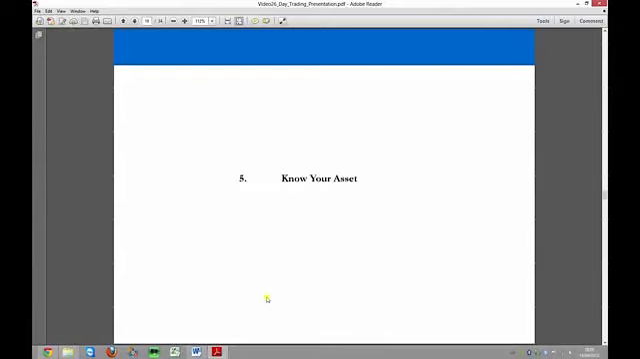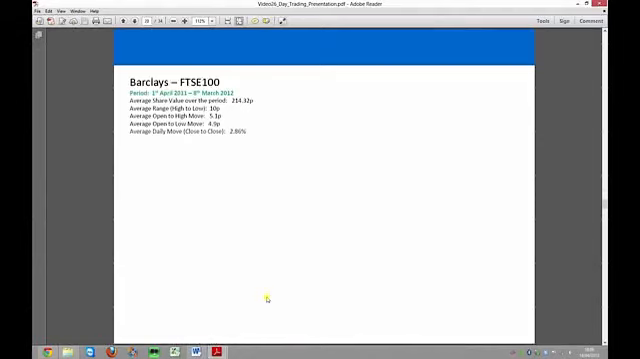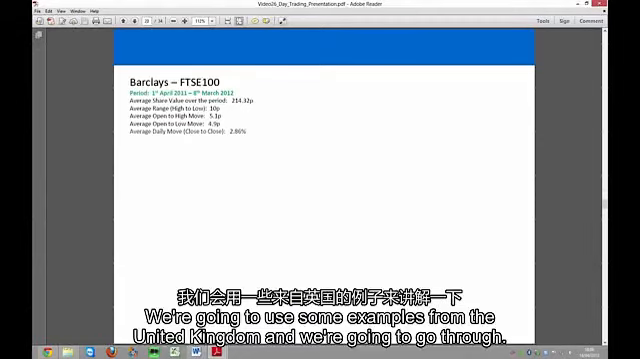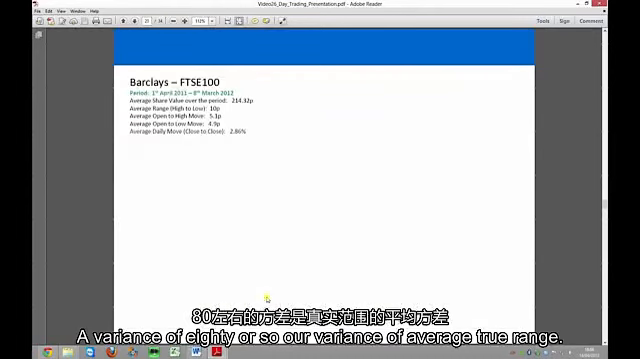Knowing your asset. So this is pretty important stuff. We're going to use some examples here. We're going to use some examples from the United Kingdom, and we're going to go through a variance of ATR, so a variance of average true range.